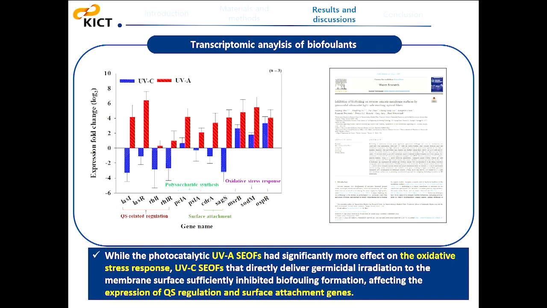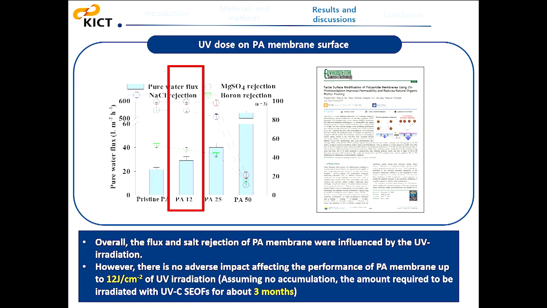To investigate how bacteria respond to UV-C radiation or the hydroxyl radical generated by UVA, the biofilm sample was subjected to transcriptomic analysis. While the photocatalytic UVA side emission optical fiber had a significantly larger effect on the oxidative stress response, the UV-C side-emitting optical fiber that directly delivers germicidal radiation to the membrane surface sufficiently inhibited biofouling formation, affecting the expression of quorum sensing regulation and surface attachment genes.